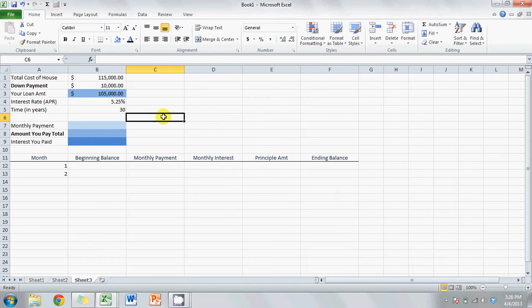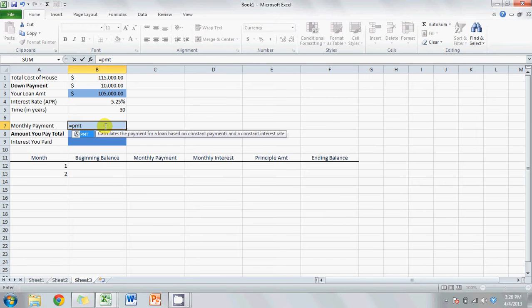So now we want to calculate our monthly payment. We're going to hit equals PMT, which stands for payment. That's the payment function. And so they want to know what the rate is. That's the first thing. The rate, 5.25%. So we're going to click on that. Now, keep in mind, that rate is an annual percentage rate, in other words, a yearly percentage rate. We want a monthly percentage rate. So we're going to take our annual rate and divide it by 12. Comma.